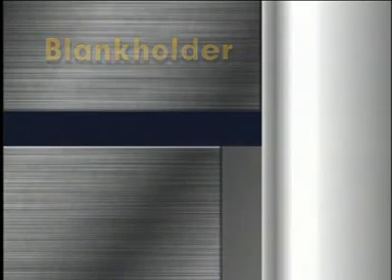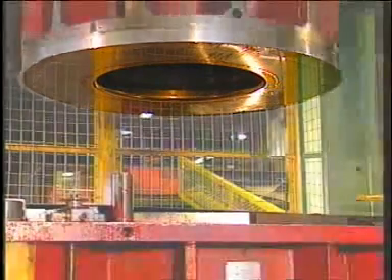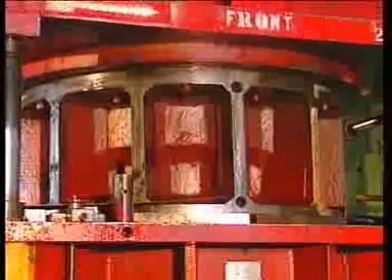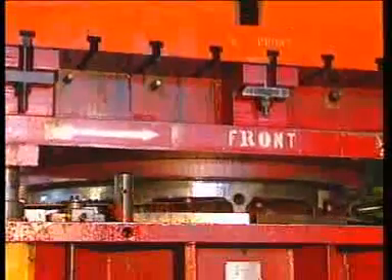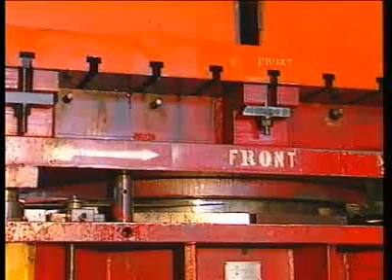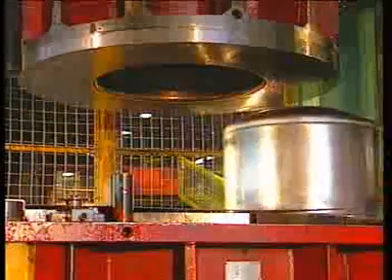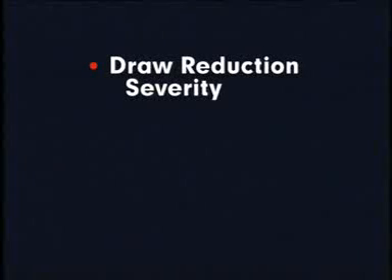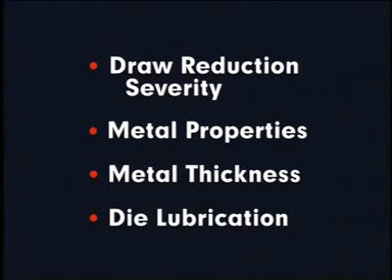On most forming presses, the blank holder is an outer ring through which the inner ram or punch passes. The blank holder holds the workpiece against the draw die to control metal flow as the punch forms the shape. In practice, the blank holder must exert less pressure against the blank than the punch, so metal can flow into the die, yet it must exert enough pressure to prevent wrinkling. Factors determining necessary blank holder pressure vary from part to part, but include the severity of the draw reduction, metal properties and thickness, die lubrication, and other factors.